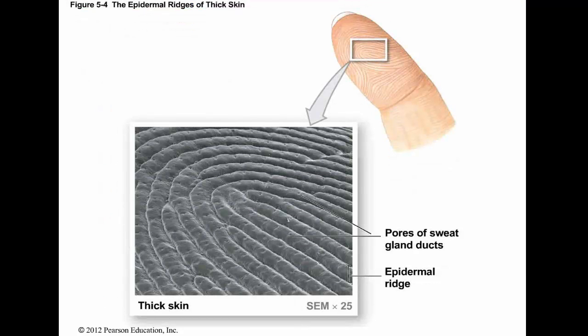So here are our fingerprints. We know that each human has distinct fingerprints. So in forensic science, people's fingerprints help identify them, that they were in fact at a crime scene.